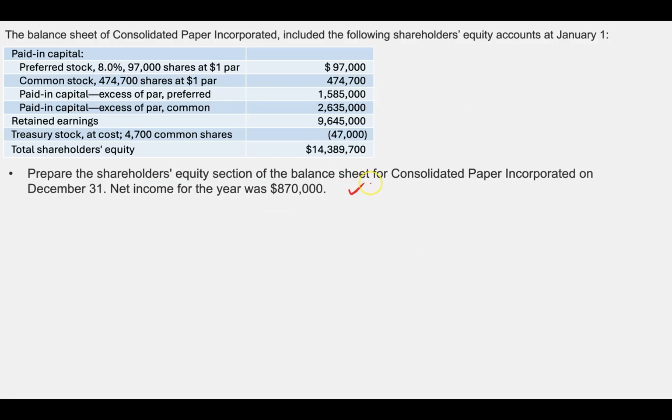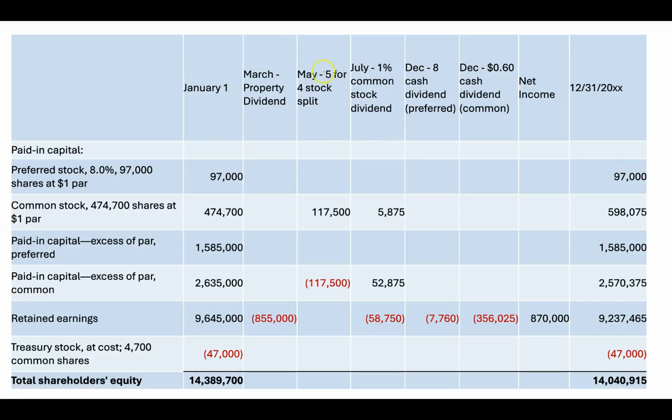The last thing is that we're told to prepare the shareholders equity section of the balance sheet for Consolidated Paper Incorporated on 12/31. Net income for the year was $870,000. So we had all these transactions, right? This is our balance on January 1, all these balances. And what I've done here, I've just recreated this January 1 column. For every single date that we had a journal entry, I've posted them all here. And every time something hit a shareholders equity account, I put whether it was a plus or minus. So you see in retained earnings, we had a minus 855,000.